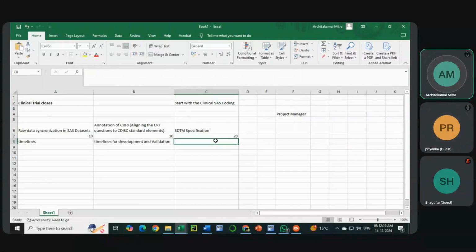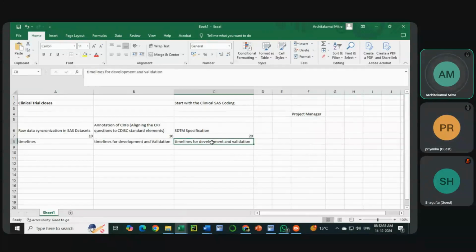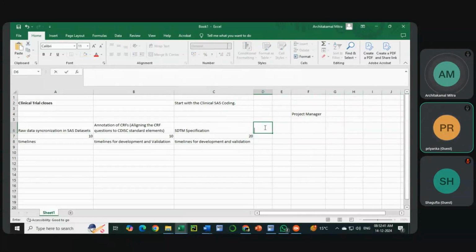Okay, and this has the timelines for development and validation. All these the project manager is looking into, correct? One after the other. Once this is done, what do we do? SDTM specification is done, then you can say ADaM specification, correct?